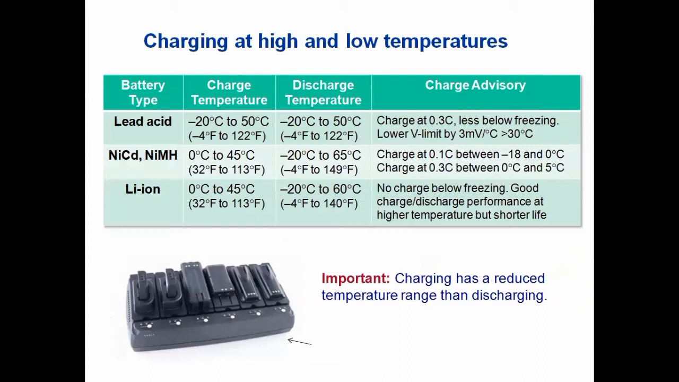Charging at high and at low temperature. Here the charge level is high, but at low temperatures. What are the various battery types? Lead acid batteries, nickel cadmium, nickel metal hydride batteries, and lithium ion batteries. Many charging temperatures and discharging temperatures are involved in these batteries. The charge advisory for these types of batteries is to charge at 0.3C or less below freezing, with a voltage limit, and greater than 30 Celsius. In this way, we can compare charging at high and low temperatures. Charging has a reduced temperature range compared to discharging.